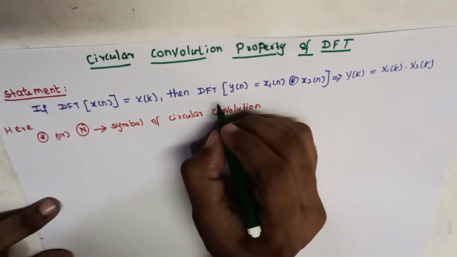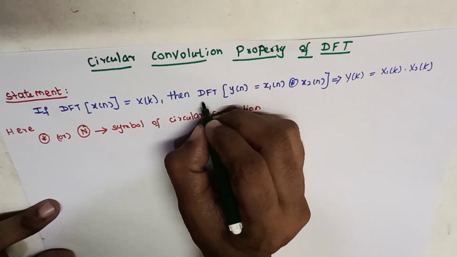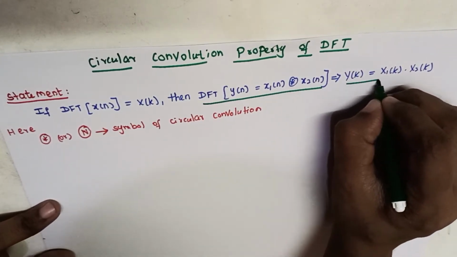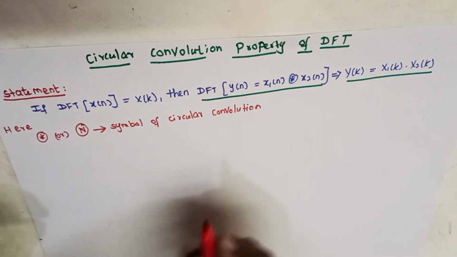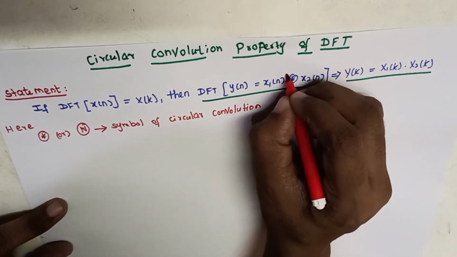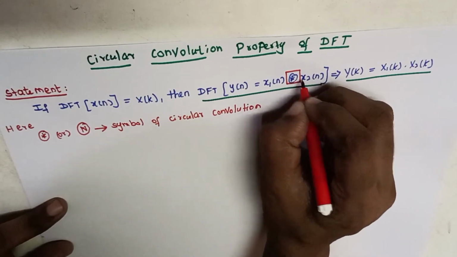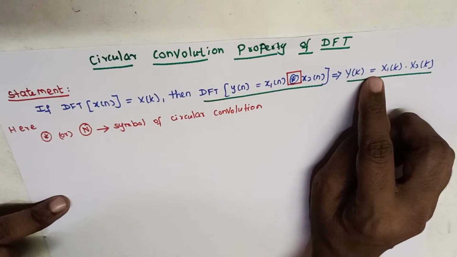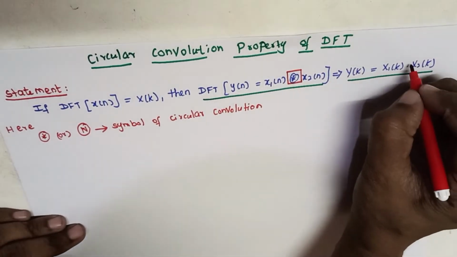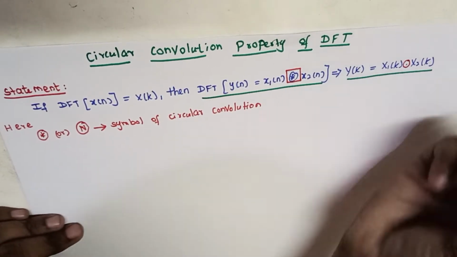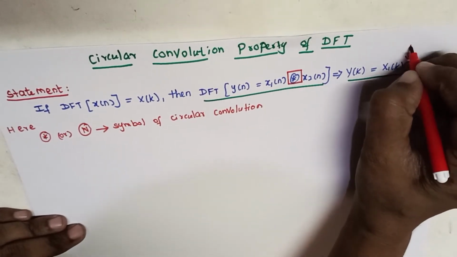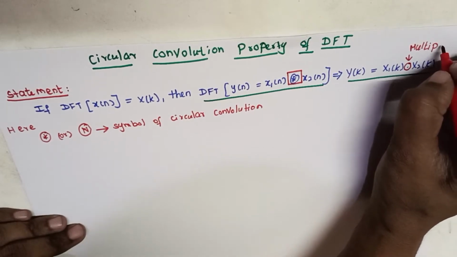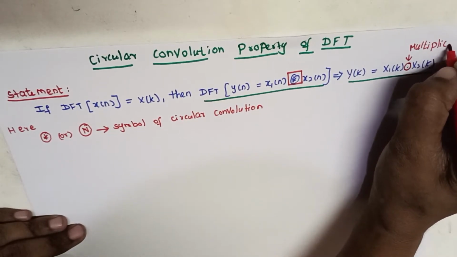Now, from the statement of this circular convolution property of DFT, we can say that a complex mathematical operation called circular convolution is now being converted into a simple mathematical operation called product, that is multiplication. Is it not? That is the main advantage of learning the properties.